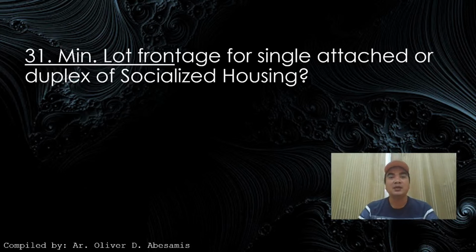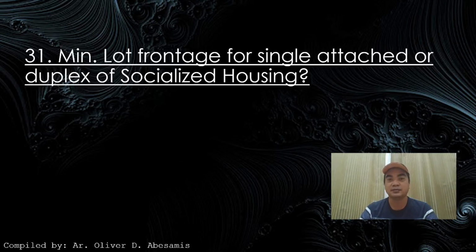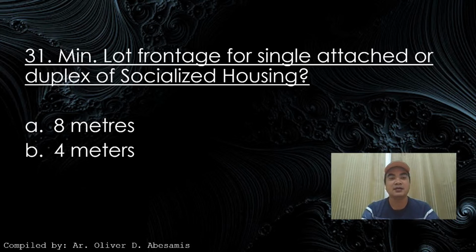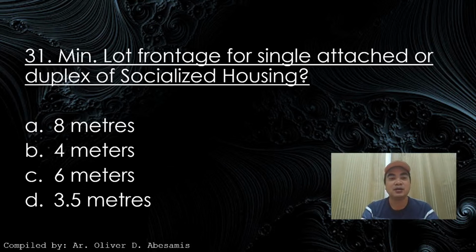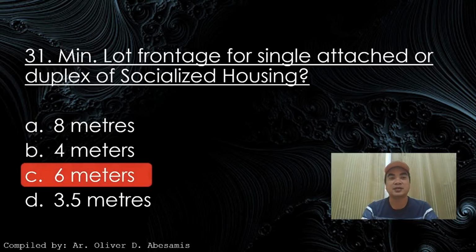31. Minimum lot frontage for single attached or duplex of socialized housing. A. 8 meters, B. 4 meters, C. 6 meters, D. 3.5 meters. Answer: C. 6 meters.